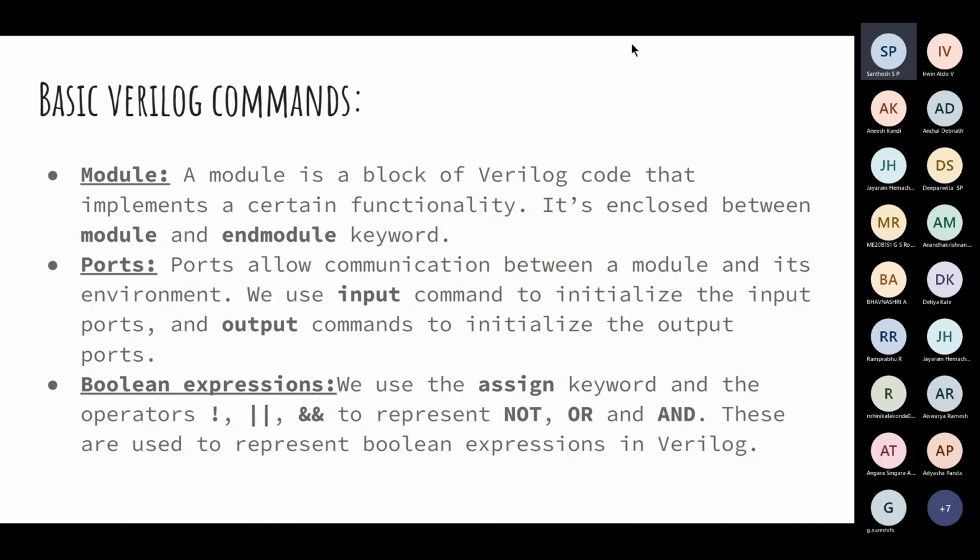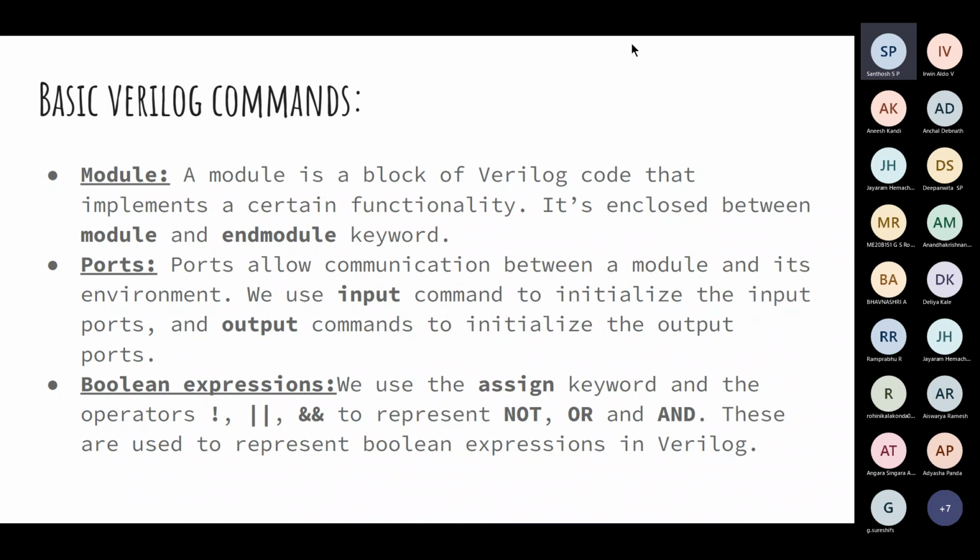And now let's talk about ports. Ports are basically the inputs and outputs. Ports are the communication between the module and the environment, which correspond to the input and output pins of the circuit block we are designing. So there are two types of ports. We can designate the ports as input, or we can designate the ports as output.